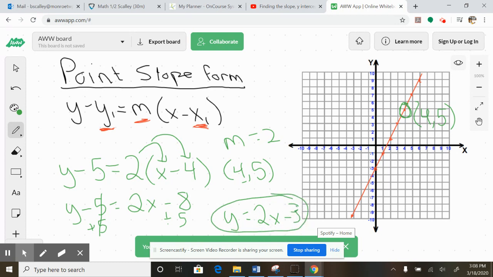And now I know the slope is 2 and the y-intercept is -3. Now, if you were given this graph, you knew it right away. But if you were just given the slope and a random point, now we have the y-intercept. All right.